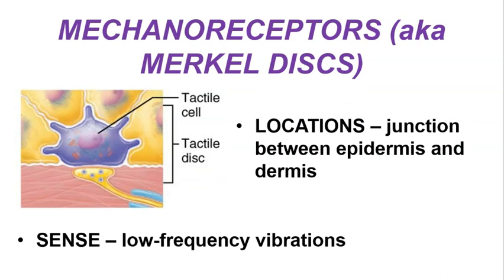Mechanoreceptors are another type of sensory receptor, and these mechanoreceptors are also referred to as Merkel discs. These sensory receptors are located at the junction between the epidermis and the dermis. Specifically, the Merkel cells are located in the deepest parts of the epidermis, the stratum basale. The mechanoreceptors sense low-frequency vibrations, such as when you drag your finger across a textured surface, and the surface causes your finger to vibrate.